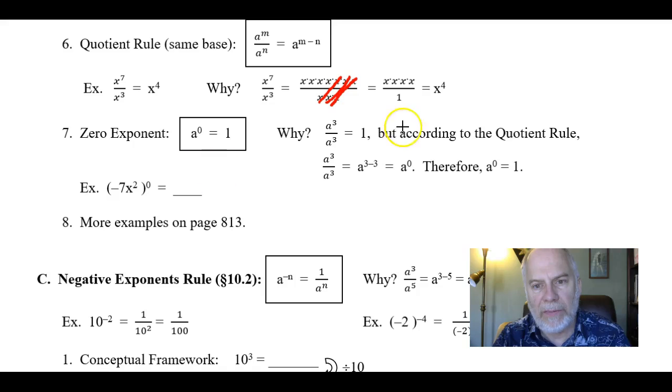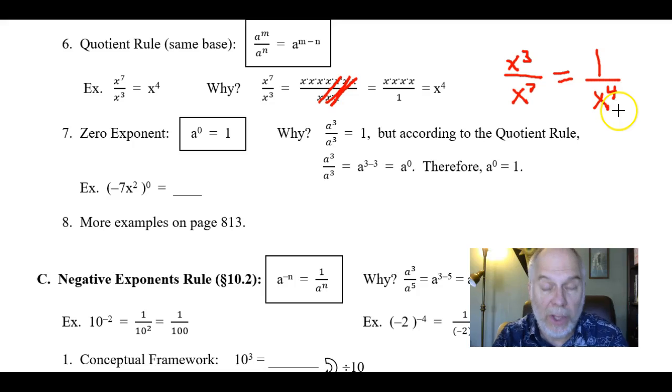All right, now if it was flipped over, if you had x to the 3rd over x to the 7th, the extra ones would end up on the bottom, so it'd be 1 over x to the 4th, because you're just canceling 3 of the x's, and you have the extra ones left over on the bottom.